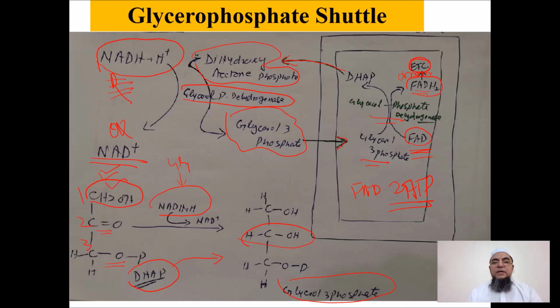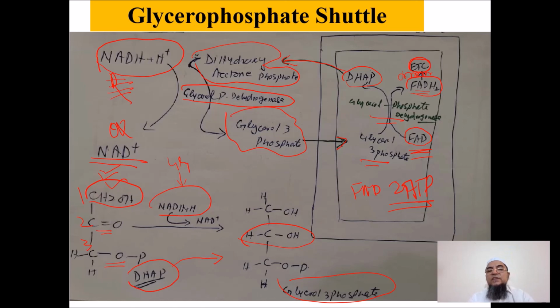Clear, guys? Let me repeat it again for you. What happened in the glycerophosphate shuttle? The acceptor is dihydroxyacetone phosphate, which accepts the 2 hydrogen and converts into glycerol 3-phosphate. Glycerol 3-phosphate crosses the mitochondrial membrane and enters into the mitochondrial matrix, where the acceptor is FAD. FAD takes 2 hydrogen from glycerol 3-phosphate and converts into FADH2, which enters into the electron transport chain and provides 2 ATP. However, this glycerol 3-phosphate will reverse back to dihydroxyacetone phosphate. It will come out, and then a new cycle will be ready.